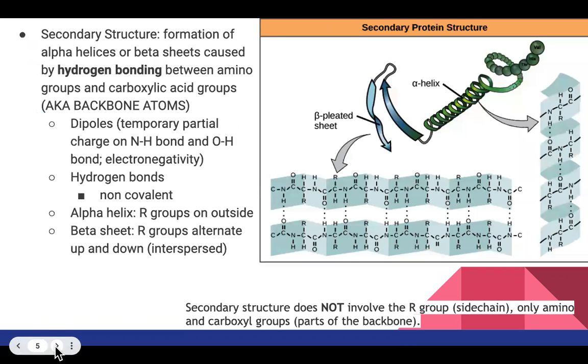Secondary structure, remember, it's just the backbone atoms. There's no R group interactions here. It's hydrogen bonds between the oxygen on one and then another OH on the other, or an NH. And yeah, in an alpha helix the R groups are on the outside, whereas in beta sheets, it goes up and down and up and down.